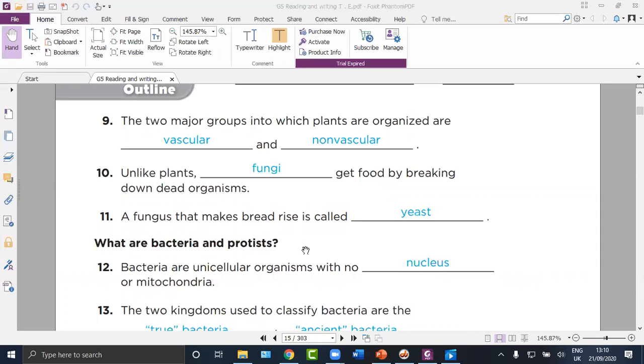We answered the question before a little, because they cannot perform all the basic life processes: growth, use of energy, getting rid of waste, response to the environment. It can't. Now you can read number 9. The two major groups into which plant organisms are classified are vascular and non-vascular. Yes, thank you. You did well.